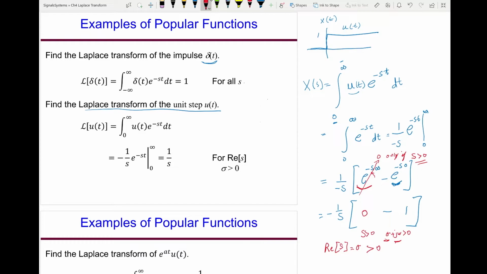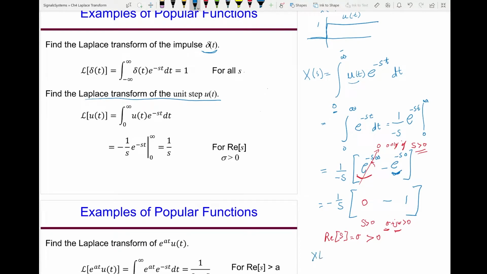In this case, X of s will be minus 1 over s minus 1. That's just 1 over s, which is this. And make sure when you solve it, you indicate the region of convergence is real part of s larger than 0. So if I want to plot this, the frequency content of a unit step function, let's plot.